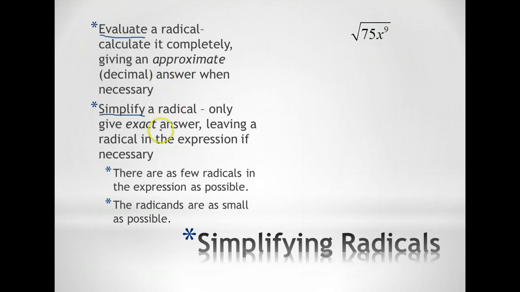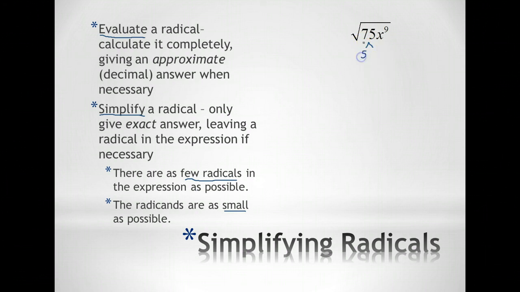Simplify, you only give exact answers, which means that there will frequently be a radical in your final answer. And the rules for simplifying is that there are as few radicals as possible in the expression, and the radicands, everything inside, is as small as possible. So if we look at this example here, I say, okay, this is a square root, and so I need to figure out how many pairs of numbers I have in here. So I'm going to make a factor tree for 75.